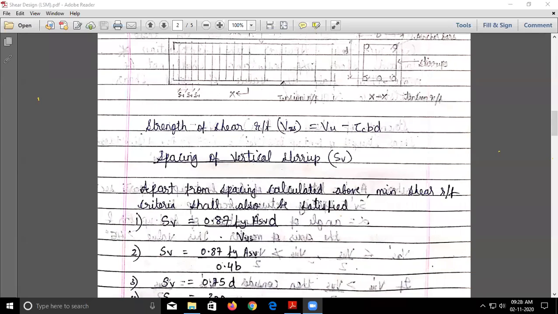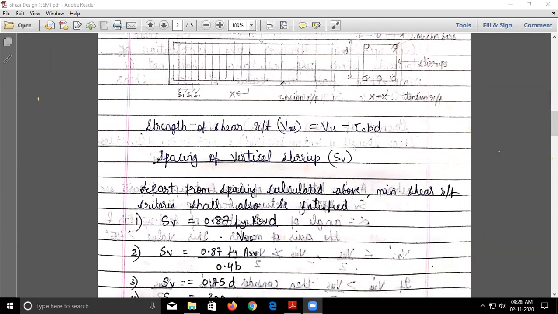Now can anyone tell me what was the equation for the spacing in working stress method? Yes, anyone? Okay, I'm just trying to compare it so that you remember what was the difference. Sigma sv into Asv into d by Vs. Correct. Okay, I hope he was audible to everyone. It was sigma sv into Asv into d upon Vs.